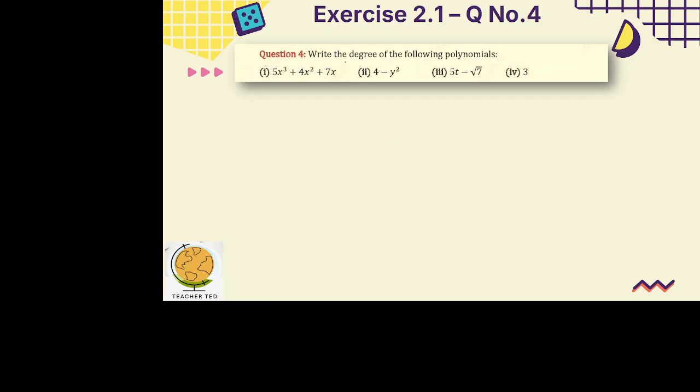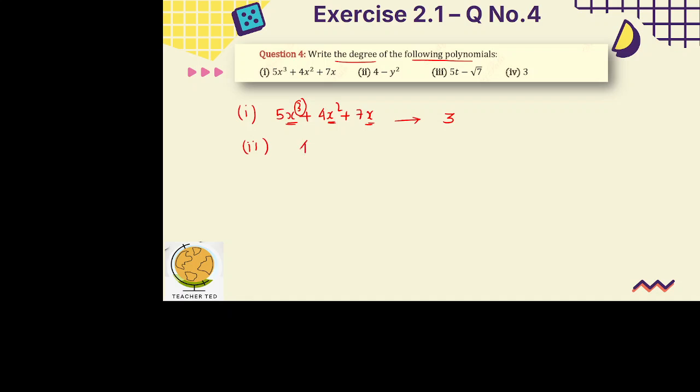So the fourth problem says write the degree of the following polynomials. Let us take the first one. I already told you in the previous video, you need to take the degree which has the highest power. This is a polynomial of one variable. This has degree 1, this has degree 2 and this has degree 3. So the highest degree you need to write in the answer. I think the answer for this question is 3, the degree of this polynomial.